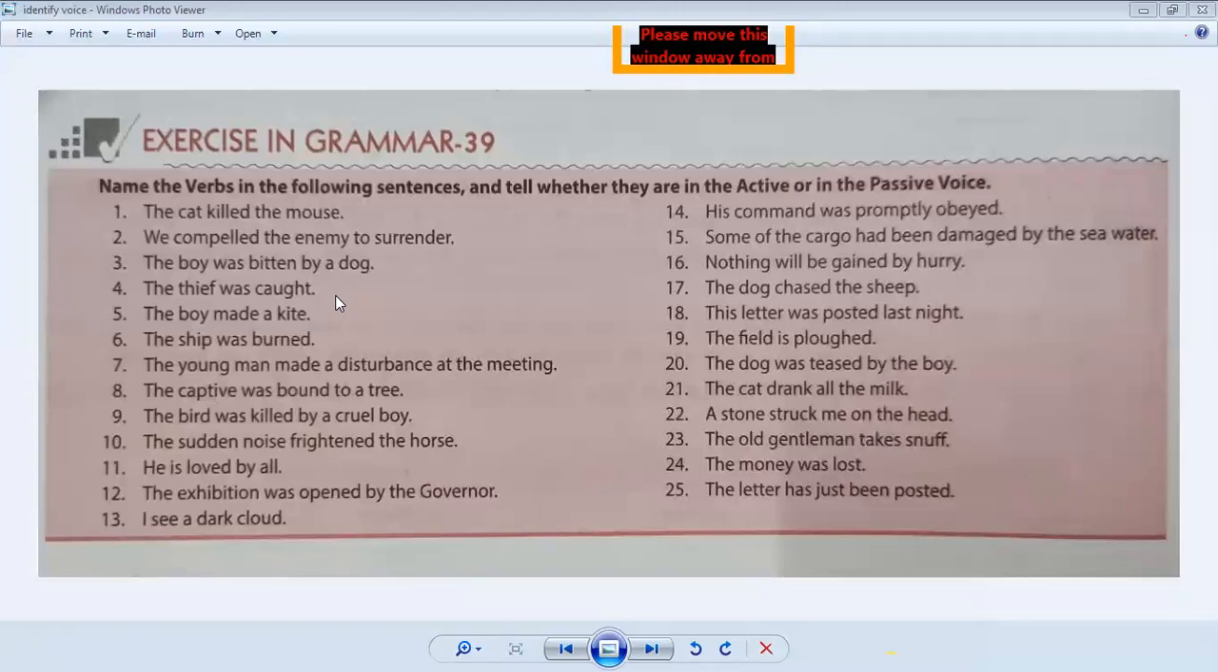Seventh one, the young man made a disturbance at the meeting. Now, what is the action? Made a disturbance, okay? So, who did it? The young man. Now, is the young man the subject of the sentence? Yes, subject is active. So, seventh sentence, active voice. Prasanna, what is confusing?